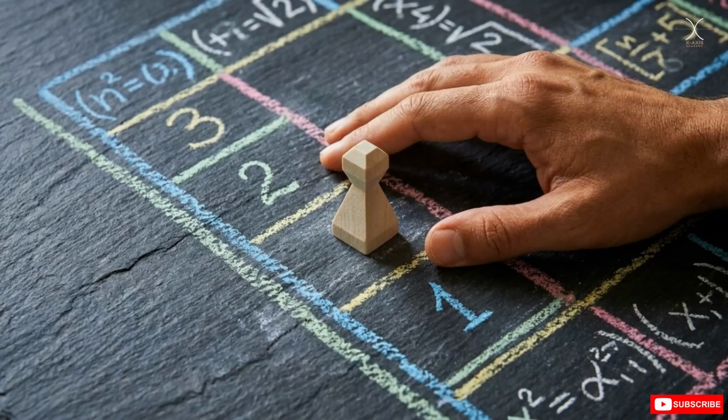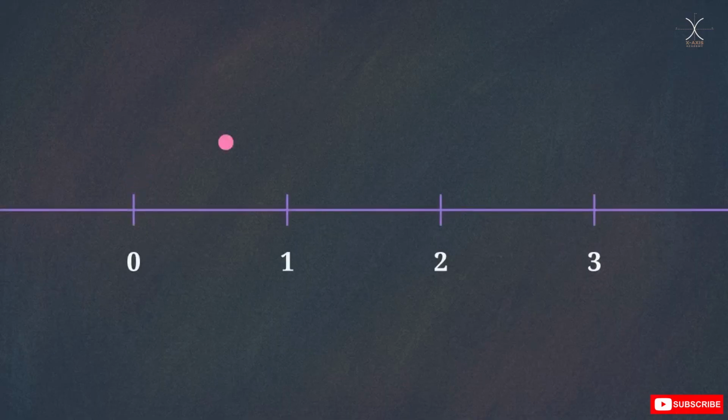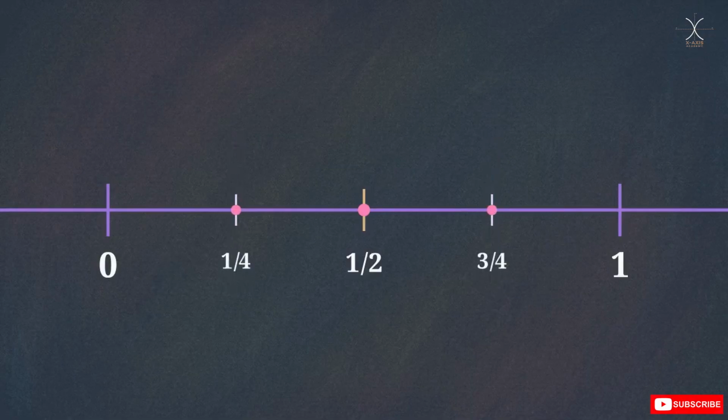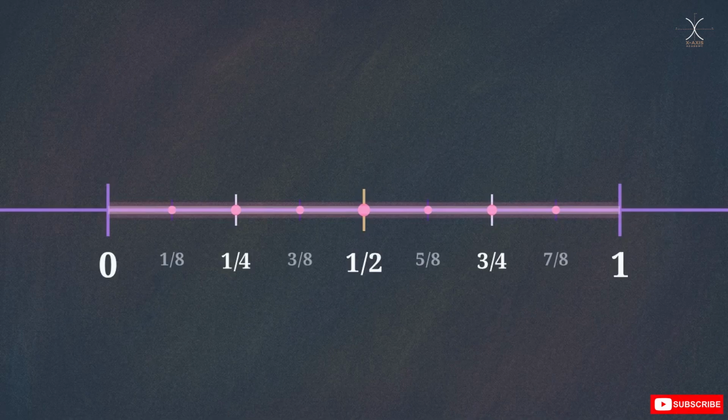When we first learn to count, we use whole numbers, 1, 2, 3. We hop from one solid integer to the next, but there is a lot of space between those hops. If we zoom in on the space between 0 and 1, we see it can be sliced into smaller and smaller intervals. These specific points between the integers are where fractions live.